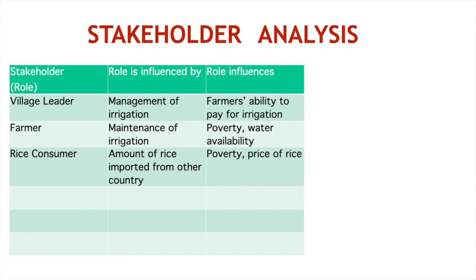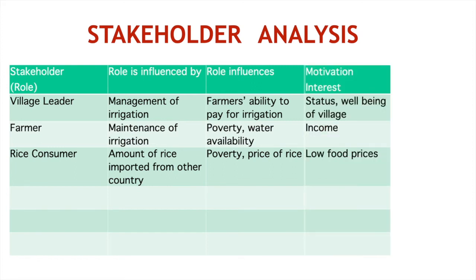So once I've done that, and I've got a decent list, I ask the question, well, what is that role influenced by? And in this particular case, I've picked 3 just as an example. And then when I've done that, I ask, well, what does the role influence? And again, there are just 3 or 4 examples of that. And what that helps me identify is the motivation or interest, what actually makes people want to participate in this particular intervention. What makes it worthwhile for them?